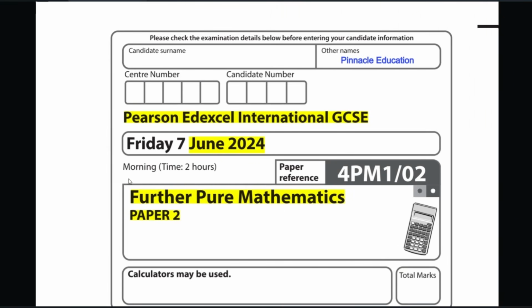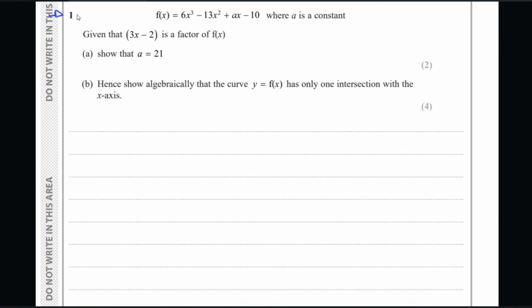Today we'll be answering Pearson Edexcel International GCSE, June 2024, Further Pure Mathematics, Paper 2. Let's begin. Question 1. We are given a function, which is a cubic function, and there is an unknown a in it, where a is a constant.